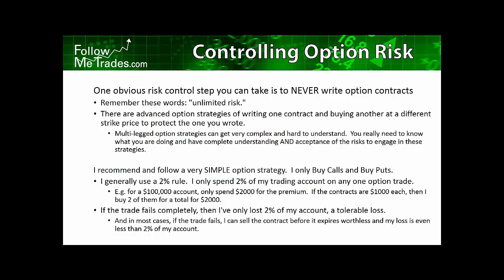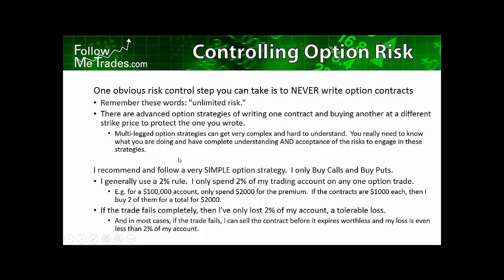Now, there are multi-leg option strategies, you know, spreads and condors and butterflies and all this stuff, right? They can get pretty complex and hard to understand. I've traded those before. I know there's a lot of people who do. There's good approaches to using those, but I've found for me to be consistently profitable, I just use a very simple method, right? So one obvious step is never write options.